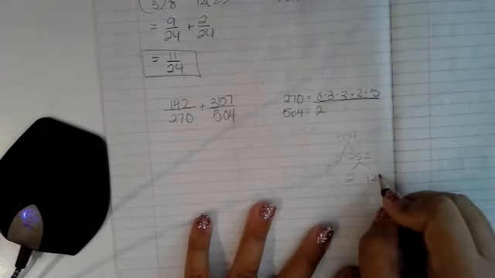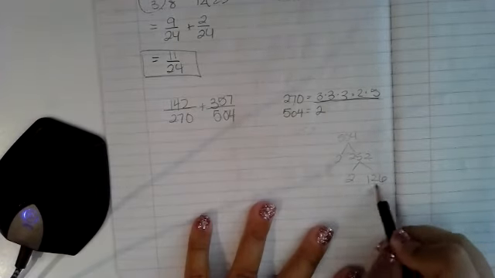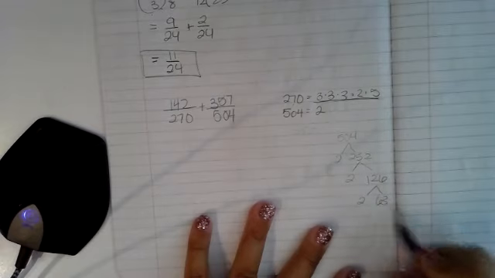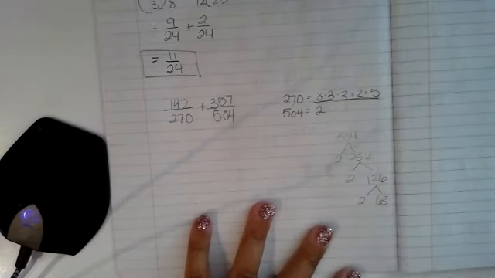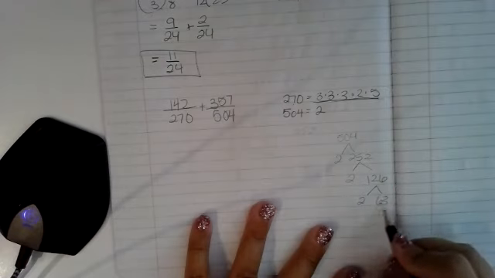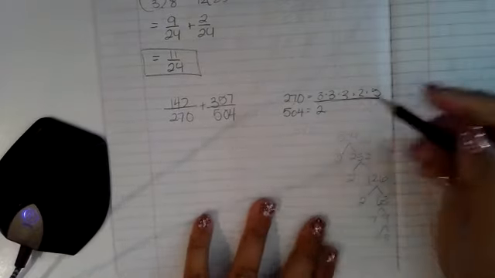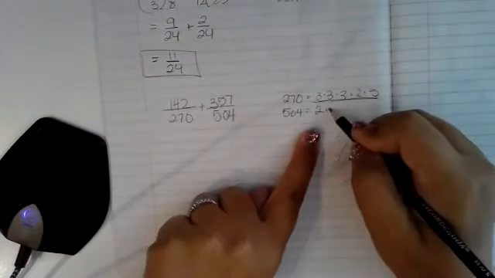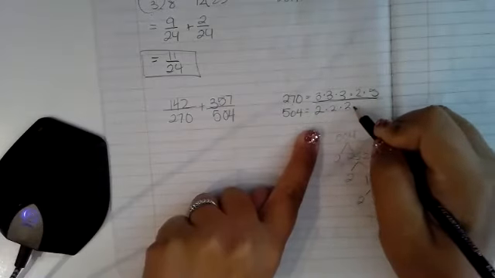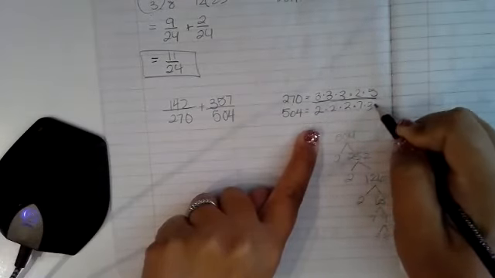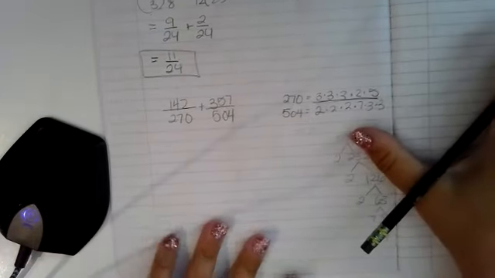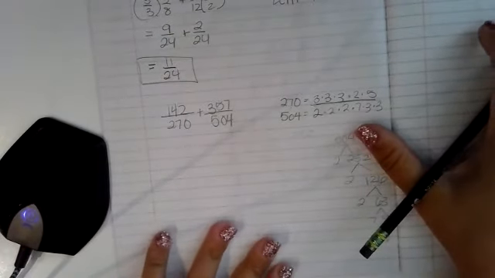126? Yes. Okay. And 126 could be 2 times 63. And 63 would be 7 times 9. And 9 is 3 times 3. So I end up with 2 times 2 times 2 times 7 times 3 times 3. That would be my product of primes.